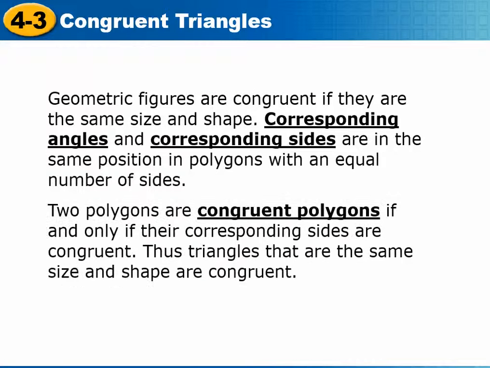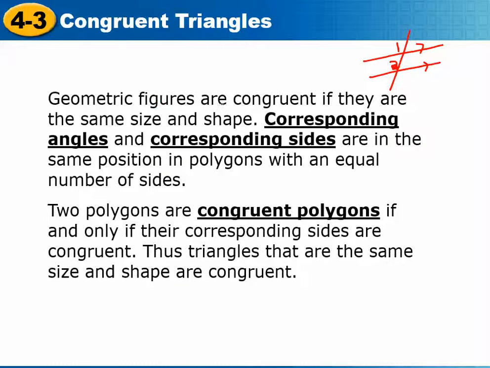We've used the word corresponding before. When we talk about parallel lines cut by a transversal, we know that some of the angles will be corresponding. The corresponding angles are in the same position. In this case, angle 1 and 2 are both to the left of and above. So they're to the left of the transversal and above their parallel lines. Corresponding angles and corresponding sides are in the same position in polygons with an equal number of sides.